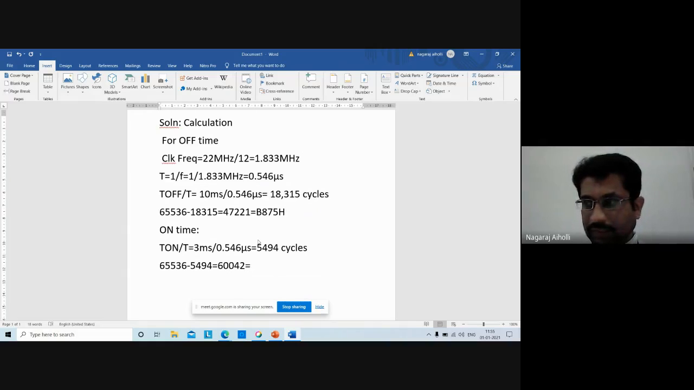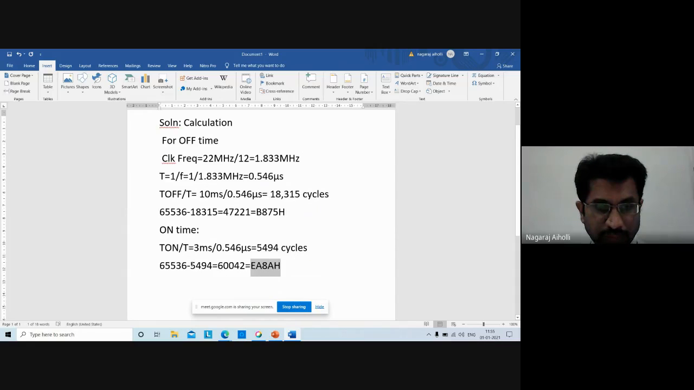Or in hexadecimal this is equal to EA8AH. Okay, you can convert and check: 60,042 in decimal is equal to EA8AH. What does it mean? It means that if we load the starting value of EA8AH in the TH and TL registers of the timer, then it will count EA8B, EA8C, EA8D like this up till FFFF.